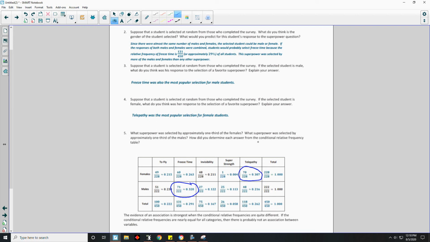How did you determine each answer for the conditional relative frequency table? Okay, so here's the sentence that you would put. Telepathy was selected by approximately 1/3 of the females. Freeze time was selected by approximately 1/3 of the males. These selections were based on row conditional relative frequencies approximately equal to 0.333 for females and for males.